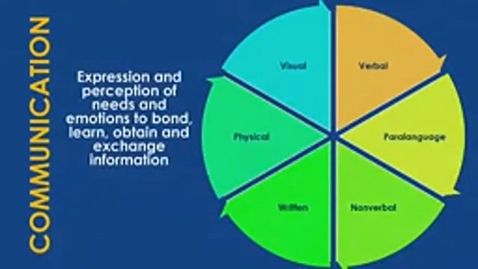Okay. And communication is our expression and perception of needs and emotions to bond, learn, obtain, and exchange information. And that comes in very different formats. It can be visual, verbal. Paralanguage is our intonation. If we're very monotone, that doesn't communicate very well. Or if we have high intonations and pleasure in our voices, then it definitely communicates something different. Nonverbal, written, and physical.